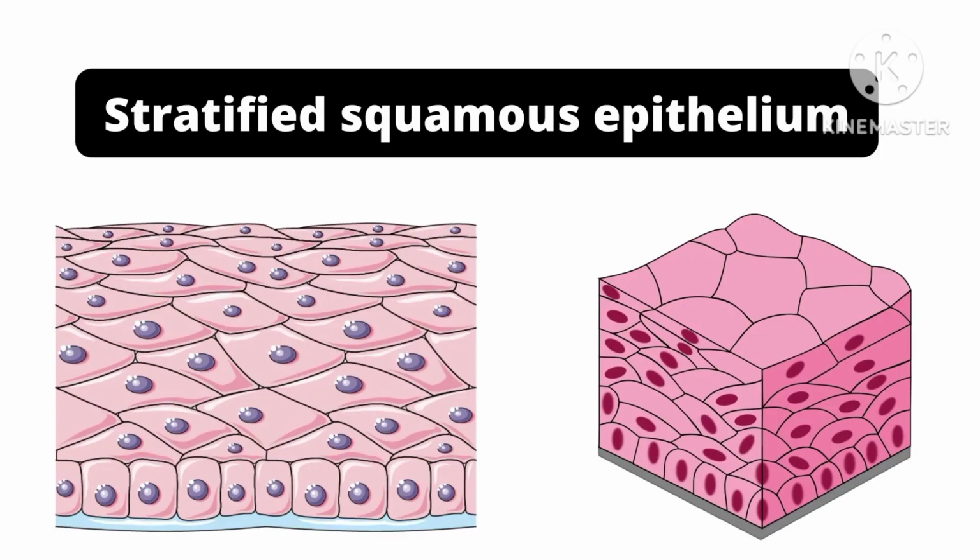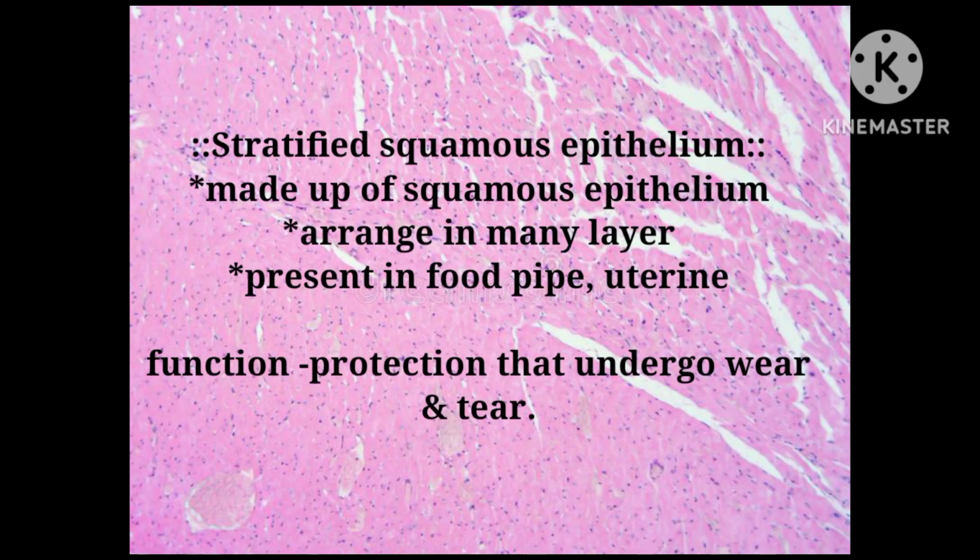Now next is stratified squamous epithelium. The stratified squamous epithelium is made up of squamous epithelium. It is arranged in many layers and it is present in the food pipe and uterine. The main function of this tissue is to give protection to areas that undergo wear and tear.